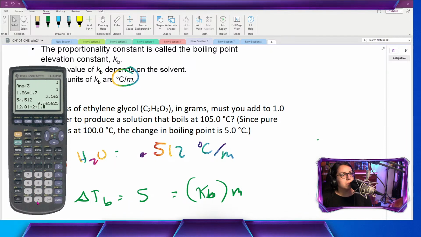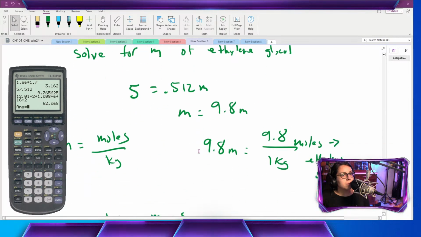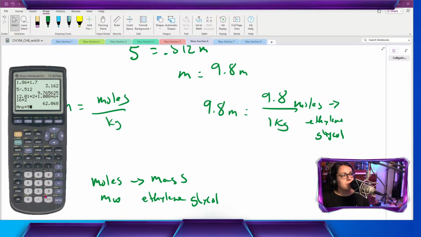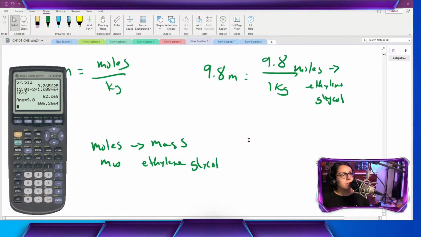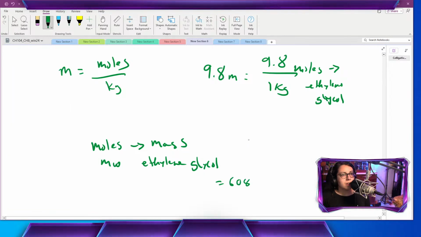plus 1.008 times 6 for hydrogens, plus, I'm going to round to 16, times 2 for oxygen. So about 62.068. And let's just go ahead and multiply that. And so we need 608 grams.